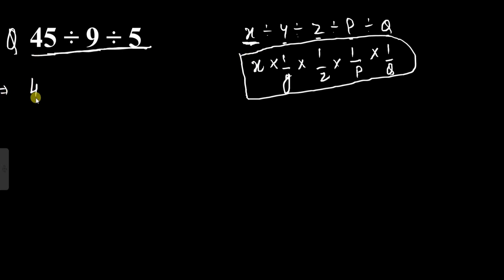So we'll write 45, change the division to multiplication, and take the reciprocal of 9. So 1 by 9. Change the division to multiplication. 5 becomes 1 by 5.